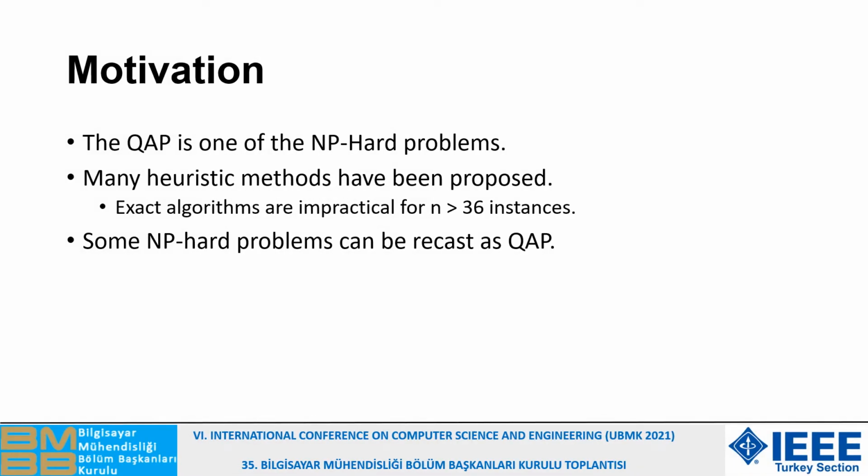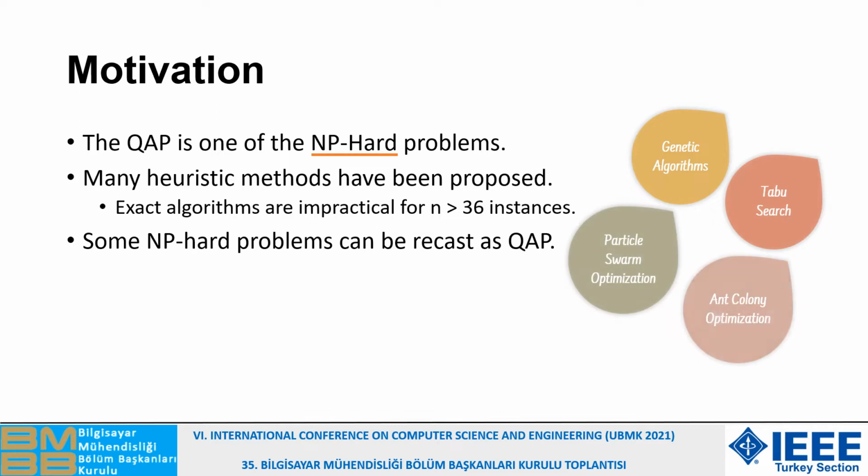We will talk in the definition part in detail that the QAP has a quadratic objective function, and it falls within the NP-hard class. Since exact algorithms are impractical for the large instances of the QAP, many heuristic methods have been proposed to provide near-optimal approximate solutions in a reasonable computational time.